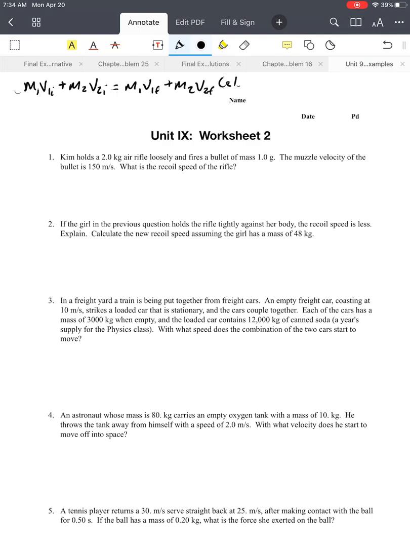So that's elastic. Then you have the one where the two objects are apart, and then they come together to form one combined mass and have one final velocity, and that's inelastic.